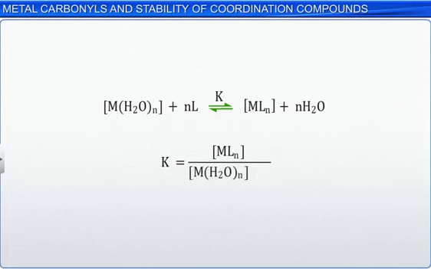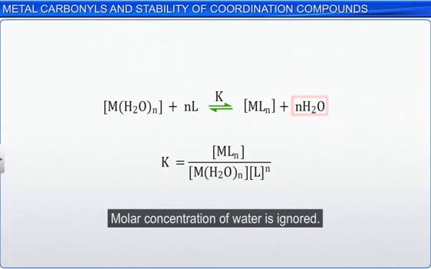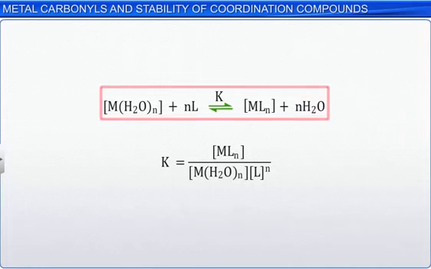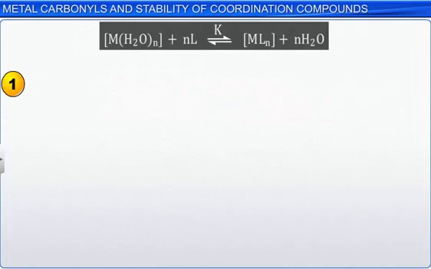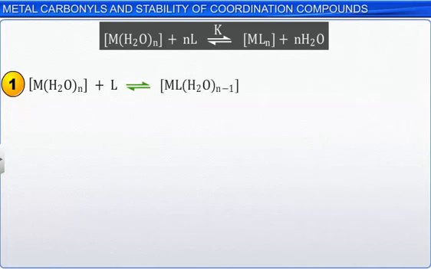This reaction is assumed to take place in several steps with suitable formation constants in each step. The first step may be written as M(H2O)n + L in equilibrium with ML(H2O)n-1 + H2O. Stability constant K1 for this step is equal to the concentration of ML(H2O)n-1 divided by the concentration of M(H2O)n multiplied by the concentration of L.